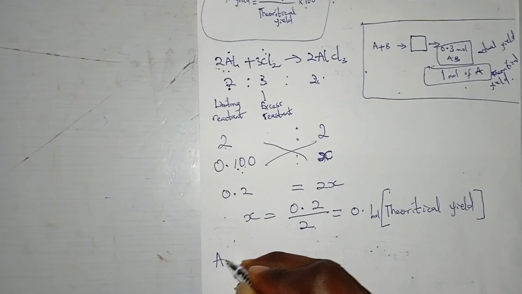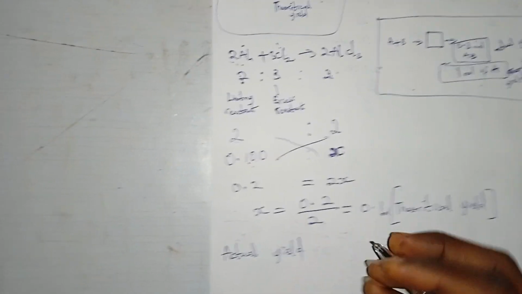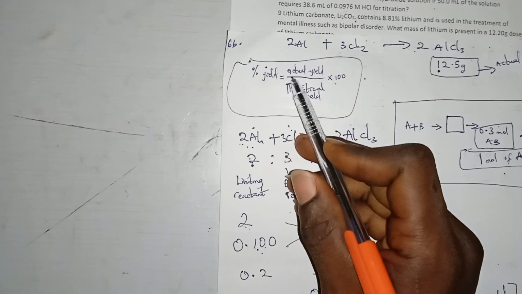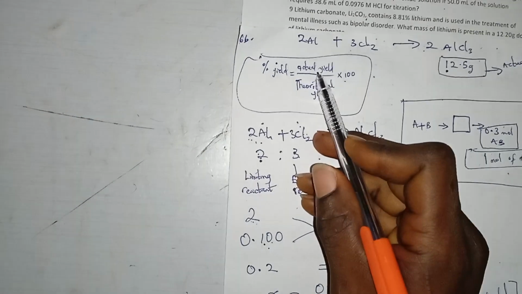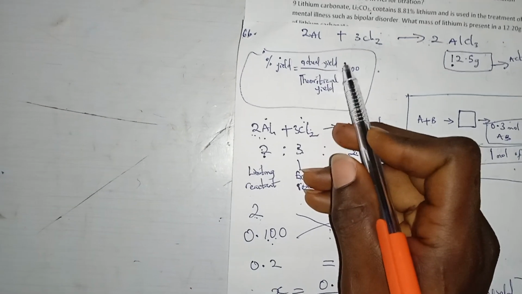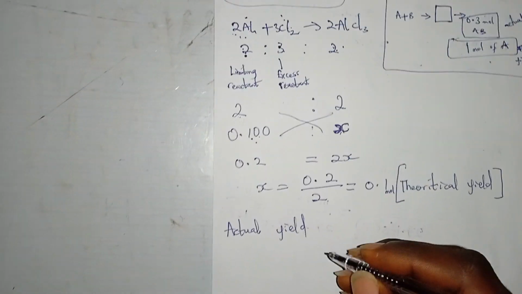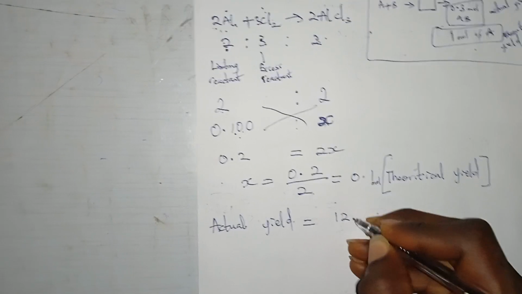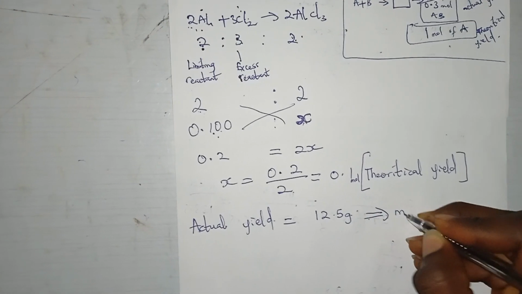Now my actual yield has to be in mole. The formula is: percentage yield is equal to mole of actual yield all over mole of theoretical yield times 100. So actual yield is supposed to be in mole. This means that the 12.5 gram given to me in that question, I have to convert it to mole.